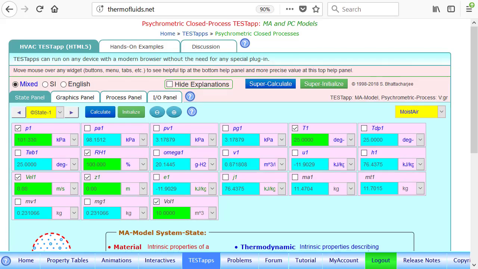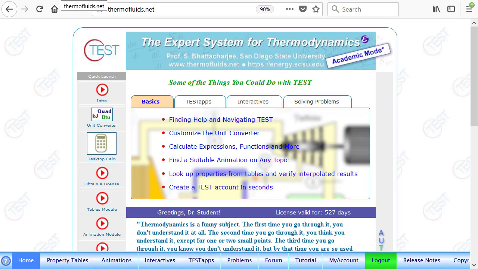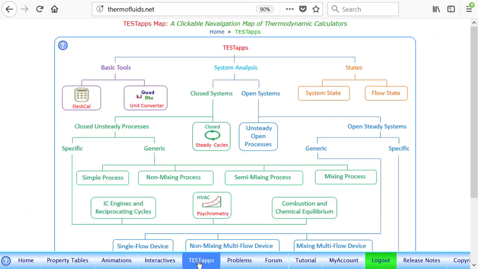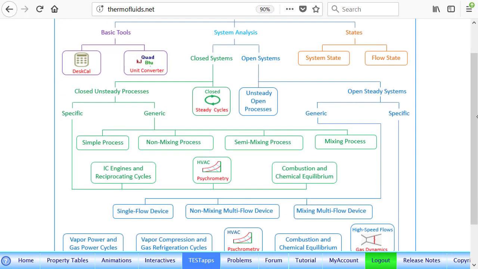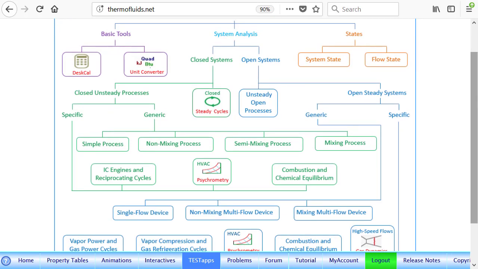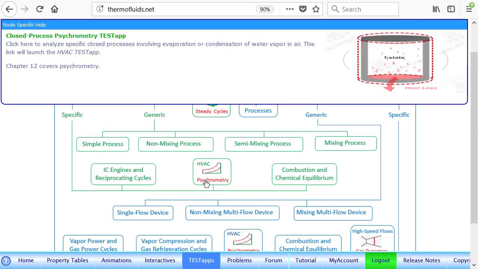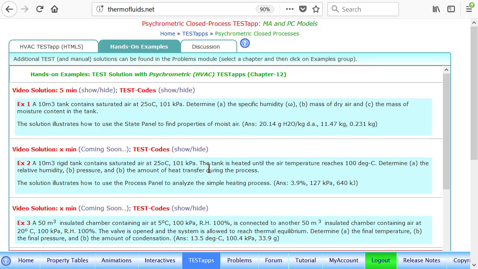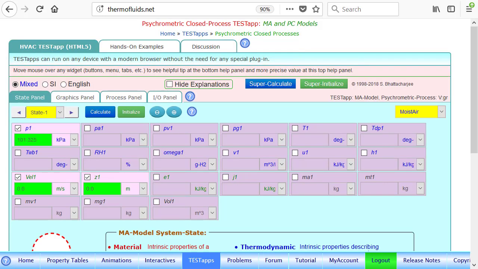I've already solved the problem, so I'll just take you through the process. It's really simple. First of all, the correct app for this is you go to the TESTapp page, and there you follow the closed process. So follow the closed branch, but the closed process for psychrometric is handled in a specific branch because it involves specialized knowledge, and clicking there brings up the hands-on example page, and going there takes you to the app.